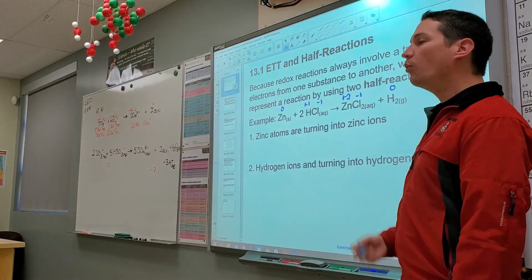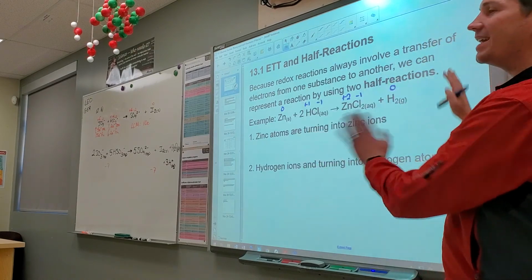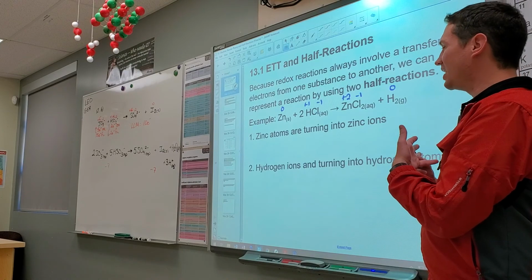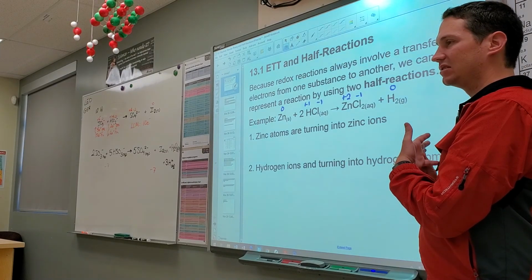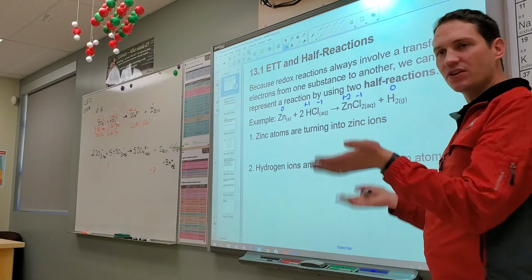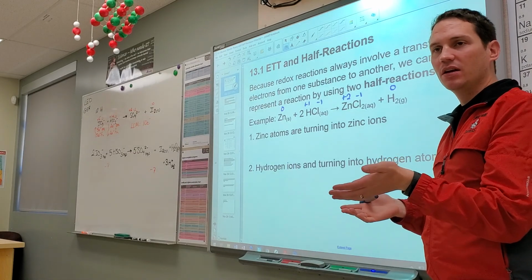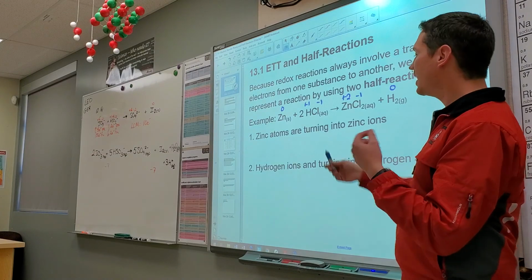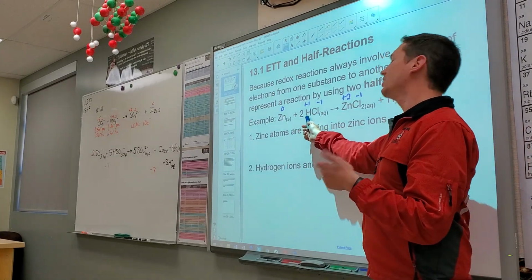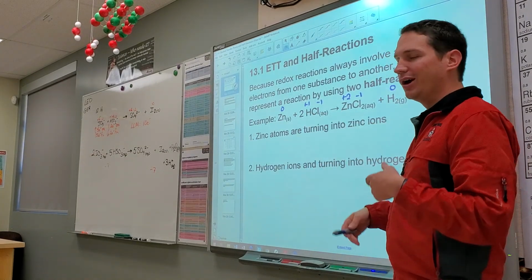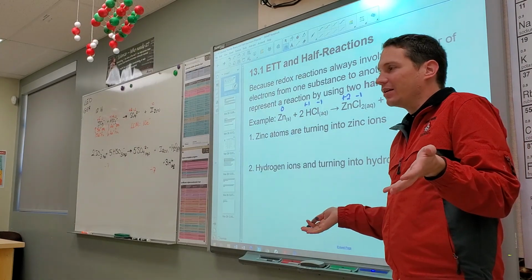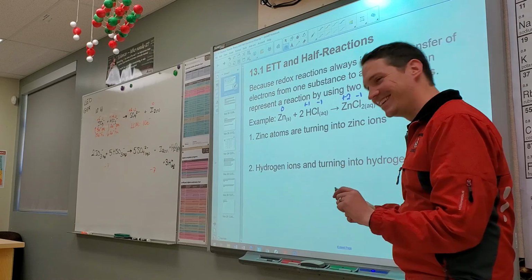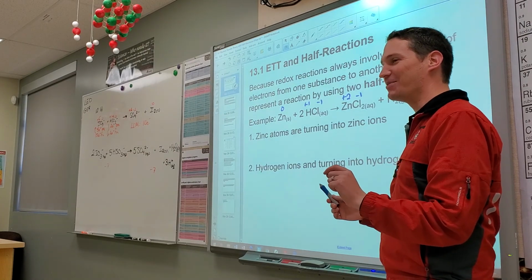Good. So let's try and identify, what thing in here isn't changing? Is there anything that's not changing in here? Yeah, the chloride is not changing. Do you see how it's partnered up with the hydrogen and then it gets partnered up with the zinc, but really it's not doing anything? What do we call something that doesn't do anything? A spectator.